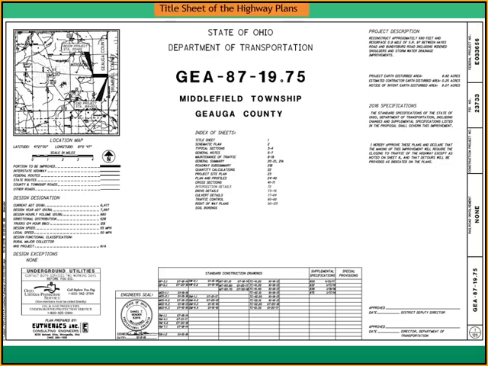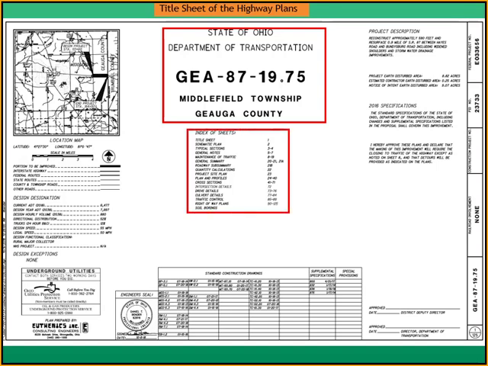All right, so what we're looking at now is the title sheet of the highway plans. This red square outlines the project. It's JOG 87, 19.75. It's in Geauga County, and it's in the Middlefield Township of Geauga County. The second outline is the index with page numbers, and the right-of-way plans, which are a portion of the highway plans, can be found on pages 90 through 125.